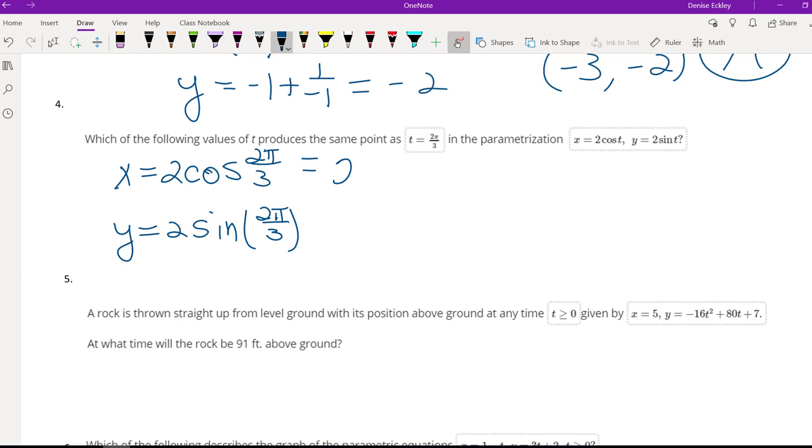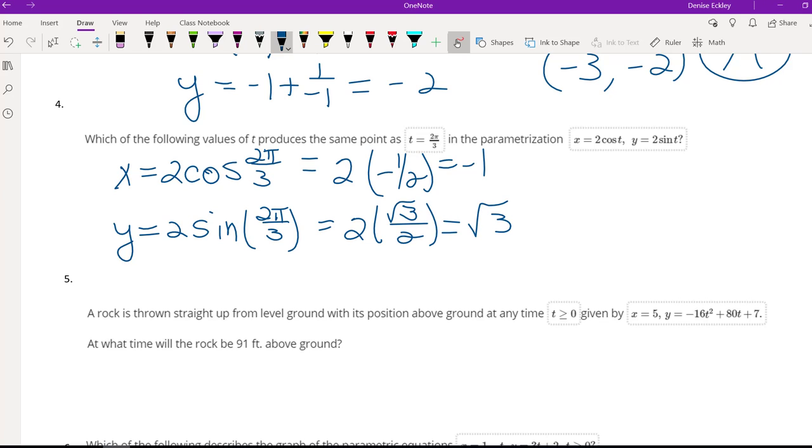So here's our unit circle. I'm going to have 2 times -1/2, so I get -1, and y is going to be 2 times the square root of 3 over 2, which is the square root of 3. Now you could have tried every one of the answer choices, but what you're going to find is, and the answer choices are, let me just write them out.